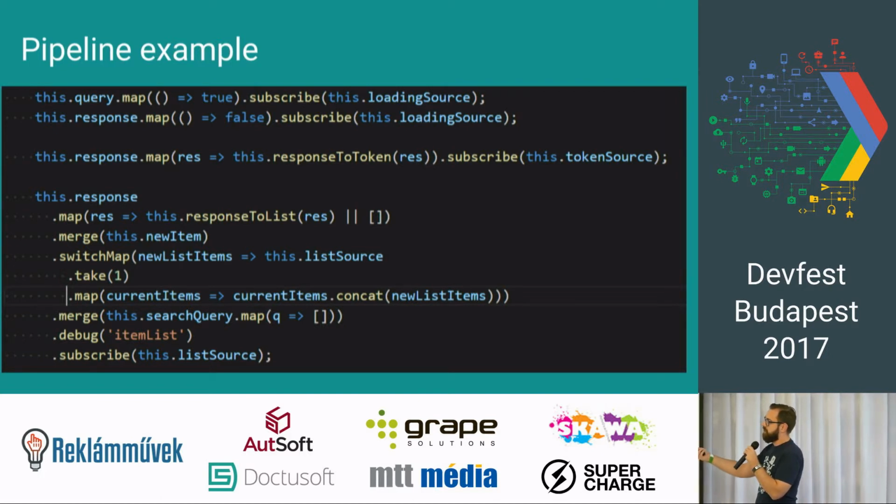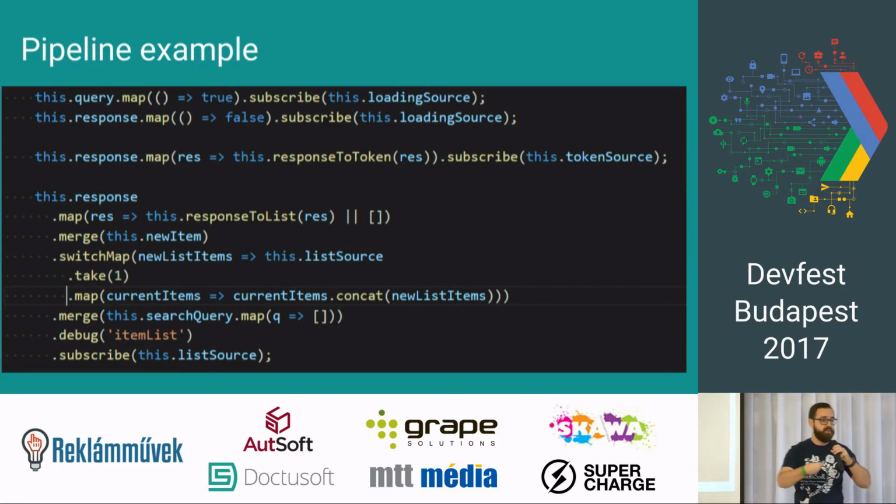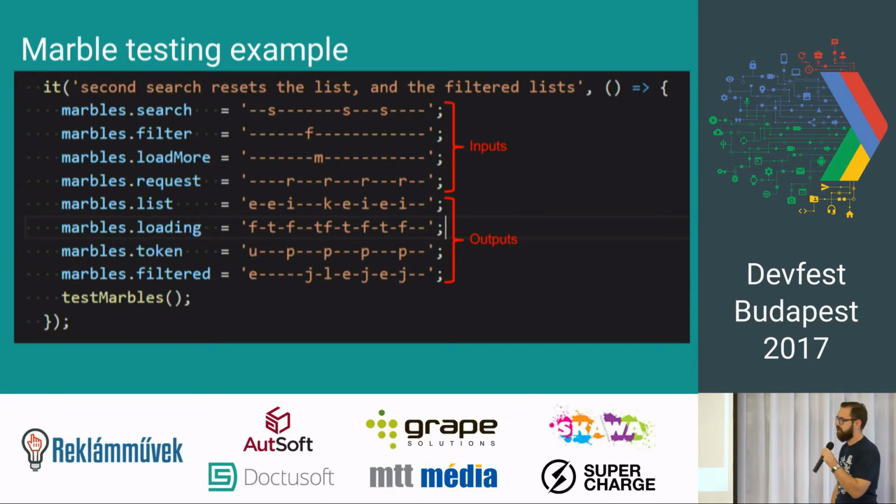And of course, we can have some debug operator to show if some data is going through our stream, and at the end, we just subscribe and send the list observable to our list items. Okay, this is pretty complex, we should say. So we would expect that it's hard to test, but actually it's not much more complex. Okay, we don't have 3 strings, we got 8, but they are not so hard.